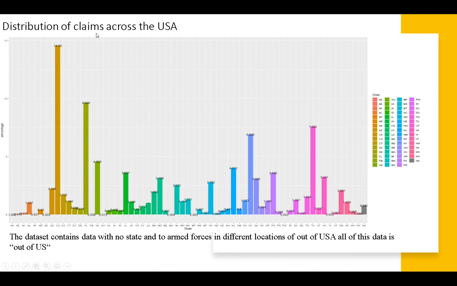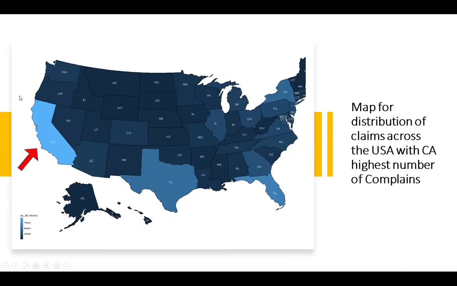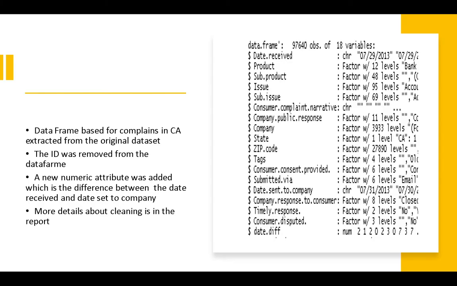This is some understanding about the full data set. As you see here, California has the highest complaints across the full US. We also had within the data set several places related to the armed forces that are not part of the US states. We eliminated all of these from the data set. It was minor compared to the size of the data set.